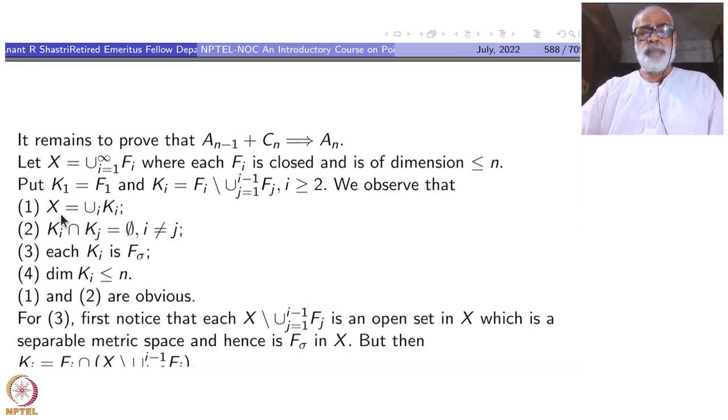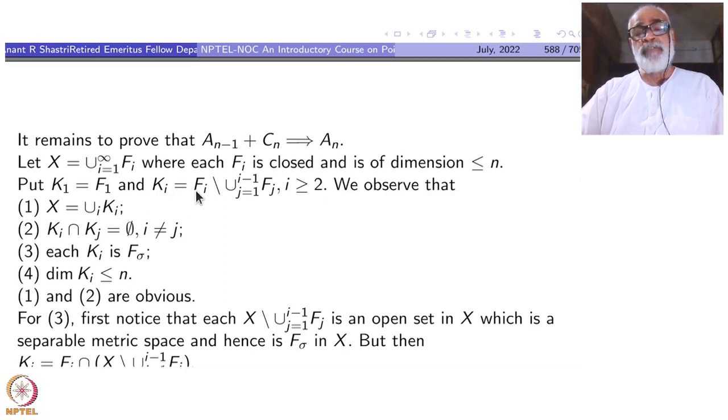Then X is the union of Ki, this kind of thing we have used several times. Now Ki intersection Kj is empty for i not equal to j. This is the extra hypothesis we get, where that hypothesis is not there on the Fi's. By construction, the Ki's will all be mutually disjoint. Each Ki is F sigma. Now I cannot say that the Ki's are closed.